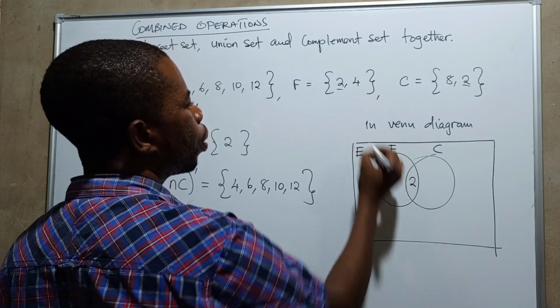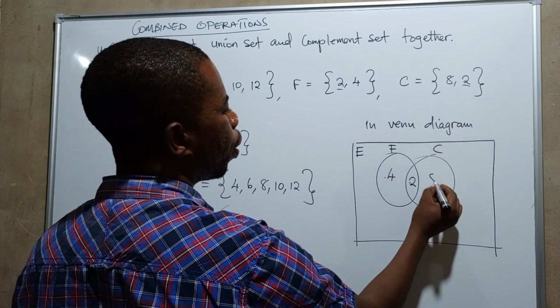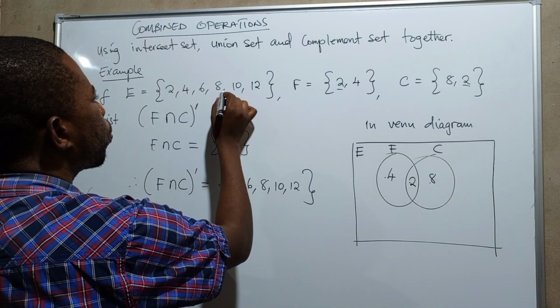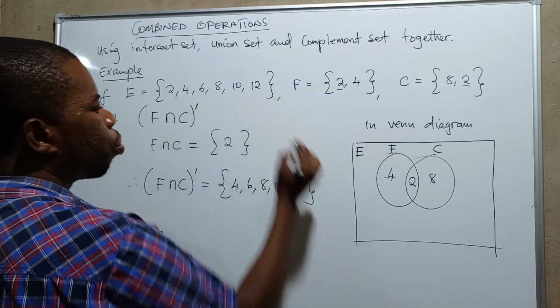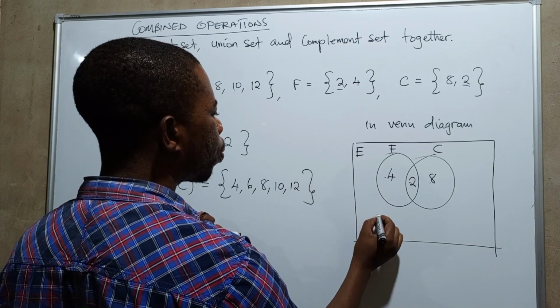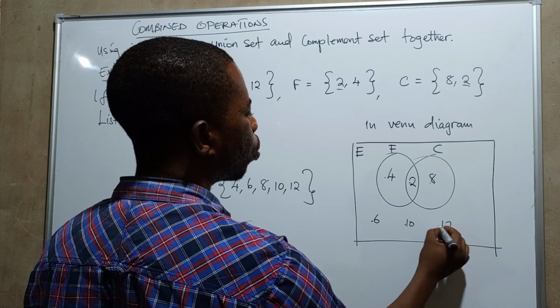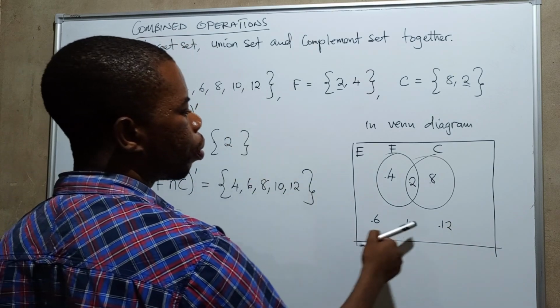Then the rest here, we have 4 here. Then here we have 8. Then the rest are these 6, 10, 12. So 6, 10, 12, I think. 1, 2, 3, 4, 5, 6.